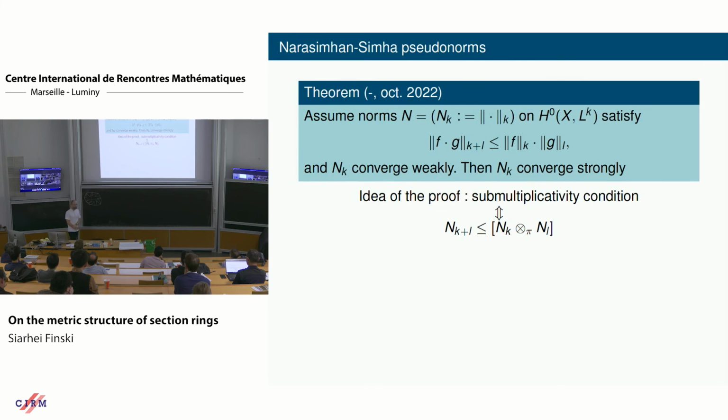The core of the argument is to realize that the submultiplicativity condition can be restated in the following terms. It basically says that the norm given by the inductive construction associated now with the projective tensor norm is bigger than our initial norm. Okay? This is a bit of linear algebra, which I leave you to prove by yourself.